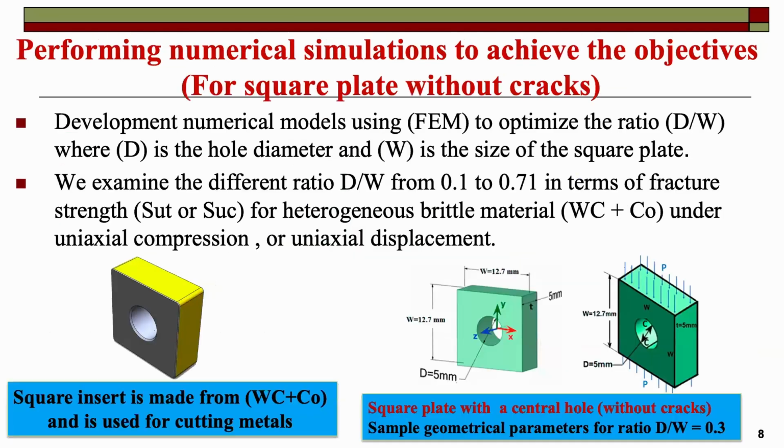So we perform a numerical solution to achieve the objective. I developed a numerical study optimizing the ratio D over W, where D is the hole diameter and W is the size of the square plate. We take different ratios between 0.1 and 0.71 in terms of fracture strength for heterogeneous brittle materials under uniaxial compression and uniaxial displacement.